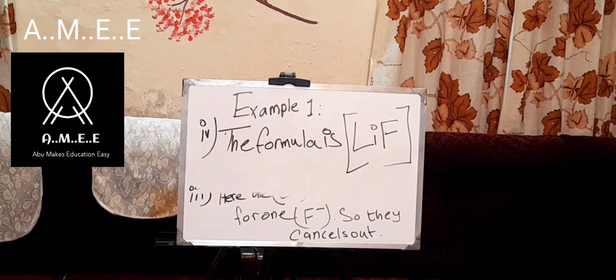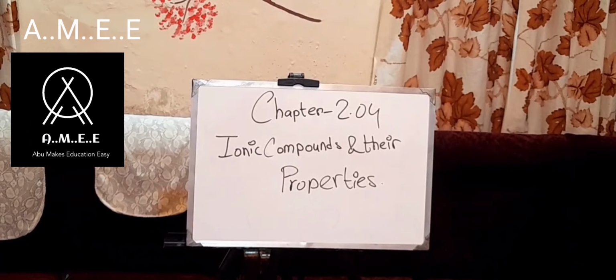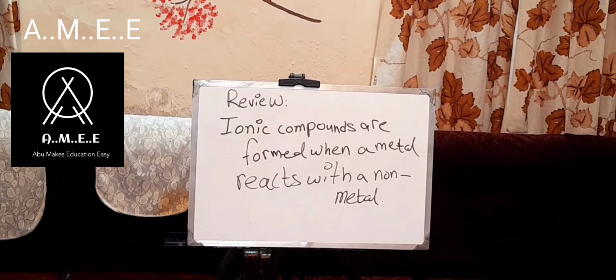This is the example. So now we are done with chapter 2.03. Now I would request everyone to write the chapter name and number. The chapter number is chapter 2.04 and the name of the chapter is Ionic Compounds and Their Properties. Now let's see some topics about it. Here is a short review: ionic compounds are formed when a metal reacts with a non-metal.